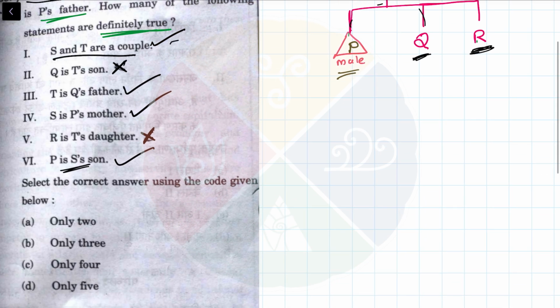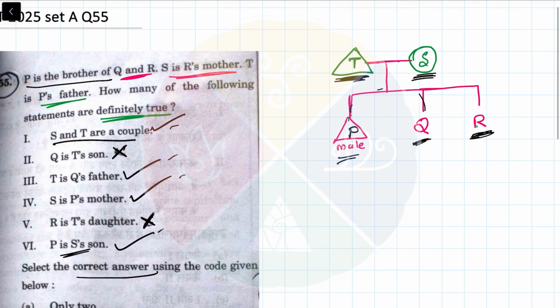So out of statements 1, 2, 3, 4, 5, 6, only 4 statements are true. So the correct answer is only 4. Answer option C. Now the thing is that this is a UPSC question.